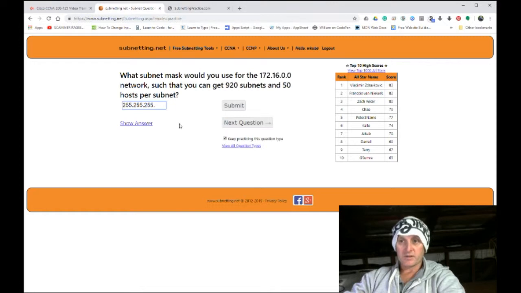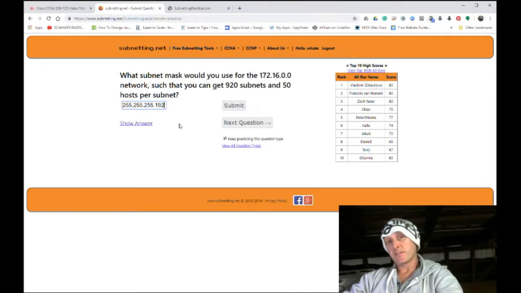So to answer the question, we need 50 hosts. And going back to what we talked about, 128 is a block size of 128, which gives us 126 hosts. It's too big. 192 is a block size of 64, which will give us 62 hosts, which is the mask. Because if we go any less than that, which is now 224, that's a block size of 32 with 30 hosts, but we need 50.